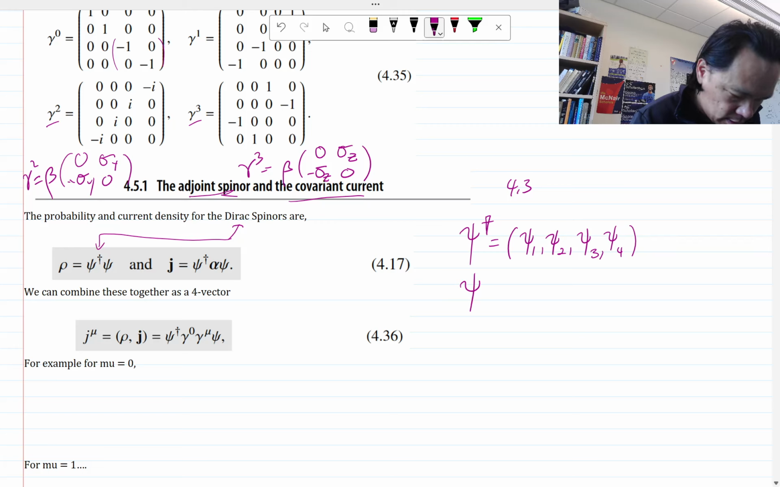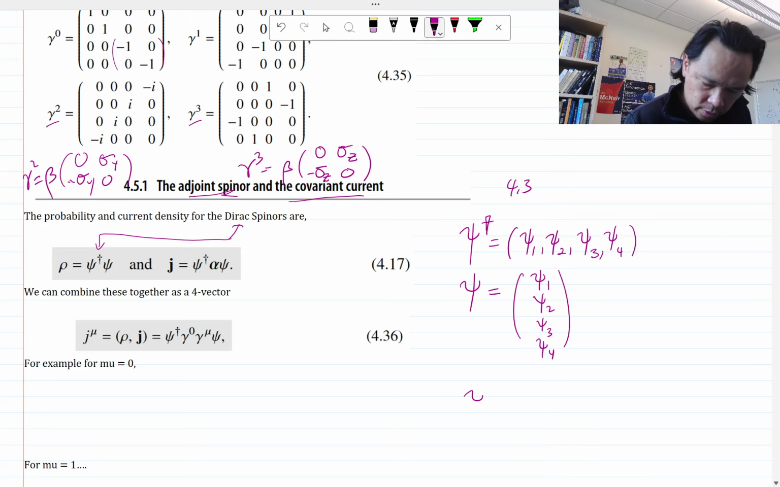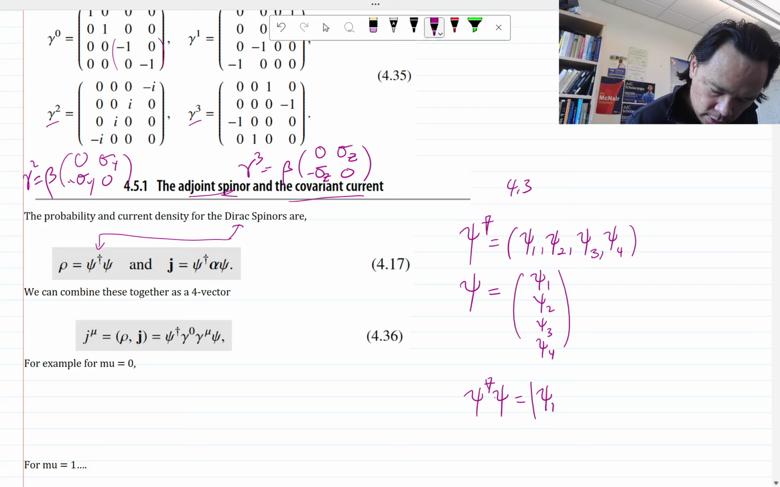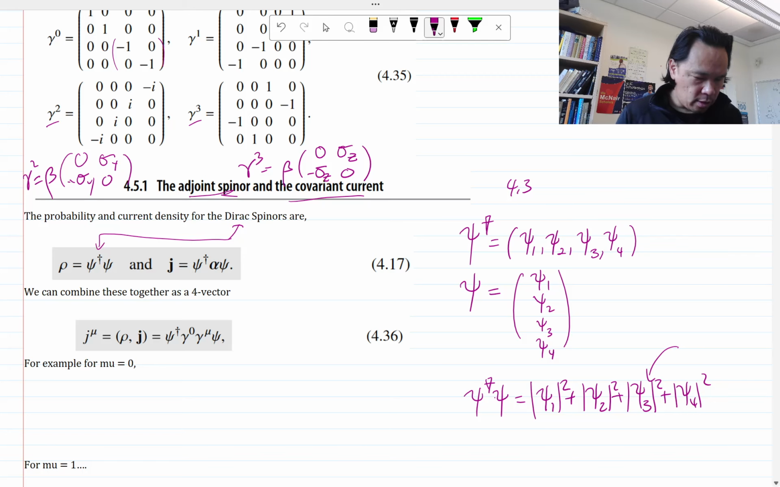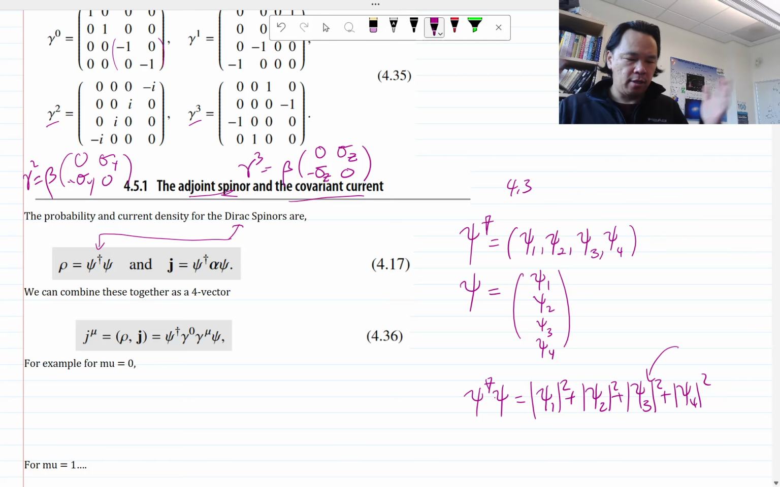And then the non-dagger version is the column vector psi 1, psi 2, psi 3, psi 4, right? So when you do psi dagger psi, you get psi 1 squared plus psi 2 squared plus psi 3 squared plus psi 4 squared. Okay, and these are going to be inherently positive because you are taking the magnitude of basically some complex function.